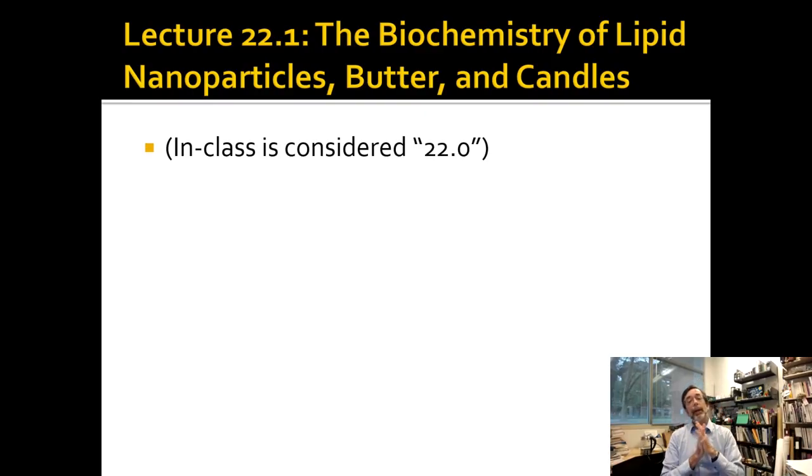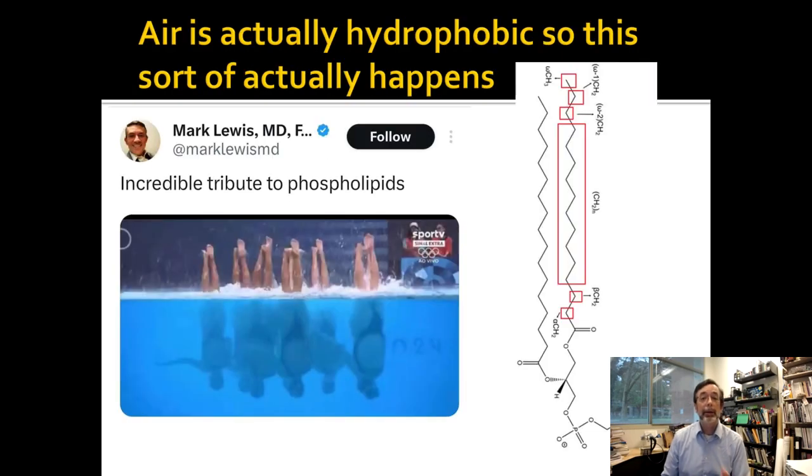All right, so let's talk about three things that you might not think go together: lipid nanoparticles, butter, and candles. These all are based on the chemistry of lipids, and they all relate to the unsaturation versus saturation point. The unsaturated points are double bonds, and those have a major part to play in all of these. Now, there's something I forgot to show.